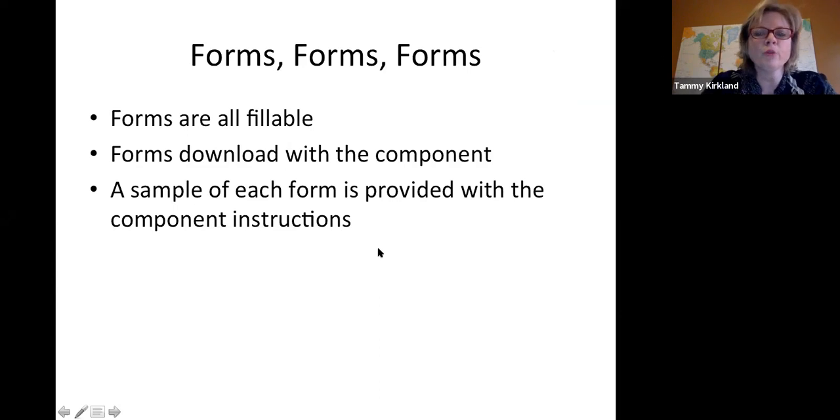Forms. All the forms are fillable. Your forms download in your folder. When you download your component instructions, the editable forms download. Now, you also have forms at the back of your instructions. Those are just hard copies for you to look at and be familiar with.